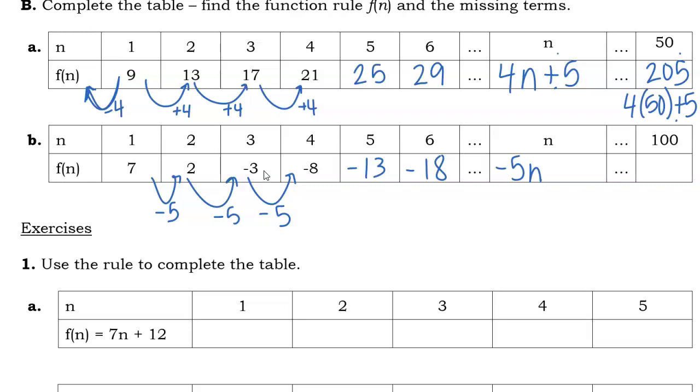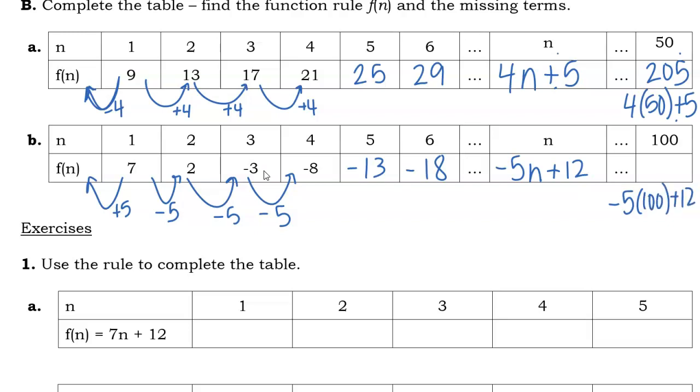Now I need to work backwards to get the number in front of 7 in the pattern. So I'm going to add 5 to work backwards. That will bring me to a positive 12. So I will write plus 12 to finish my rule. And now, again, I don't want to do -5, -5, -5 100 times. I can plug that 100 in for the n of my rule.